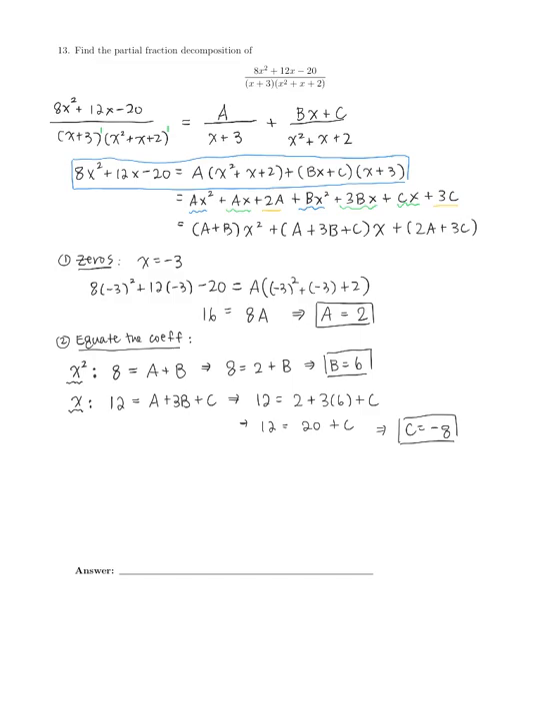All right, are we done? Yes. So therefore our answer is going to be a over x plus 3. So you're going to have 2 over x plus 3, and then plus bx, my b is 6, and then plus c, c is minus 8, and the whole thing over x squared plus x plus 2.